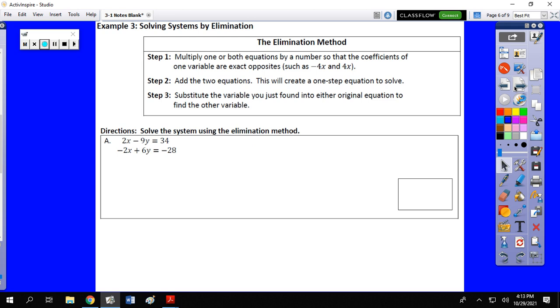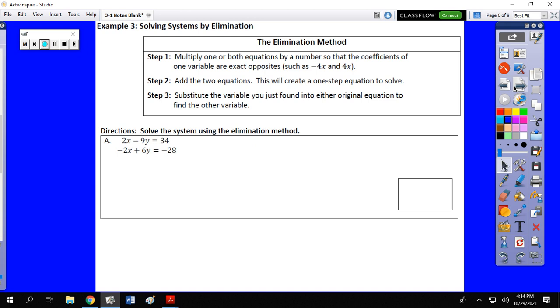So the idea will be that one of the things we are allowed to do with equations is add them together. So when we add two equations together, if our numbers are right, one of those variables could drop out. So what we're going to do is multiply one or both of the equations by a number. Now that's everything in that equation by a number, so that the coefficients of one of the variables are opposites, such as negative 4x and positive 4x. If we were to add those terms together, that would be 0 and x would drop out.